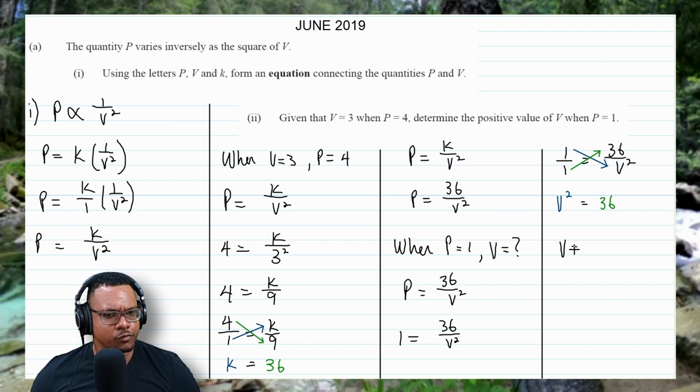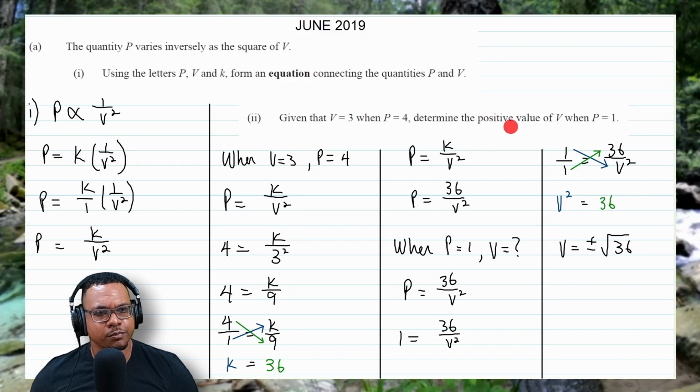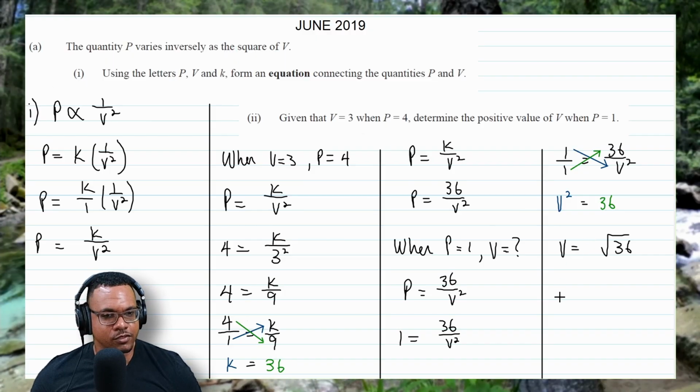So now v will be plus or minus square root of 36. And now seeing that the question said that they just want the positive value of v, I don't need to include the negative value of v. So plus or minus square root of 36, the answer would have been plus or minus 6. So I'll just be taking the positive value only. So v is equal to positive 6.